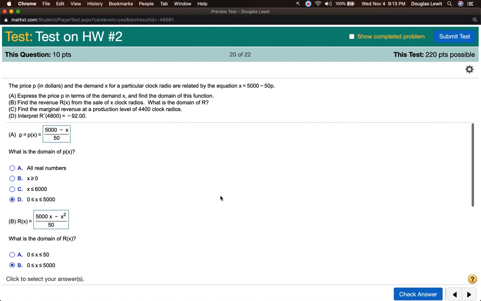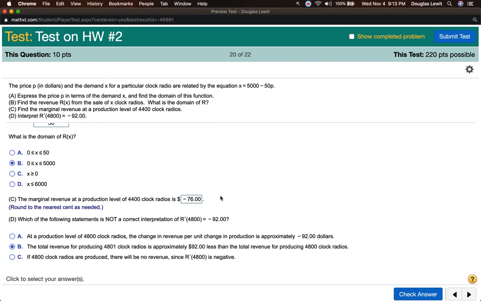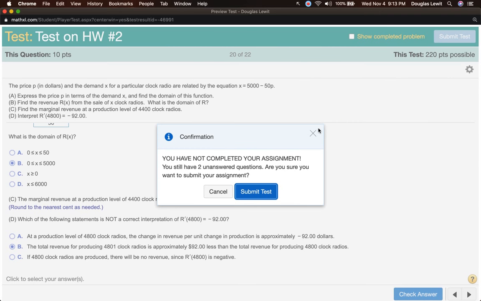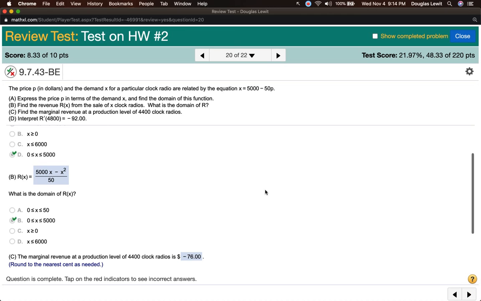Okay, part A, part B, part C. Okay, everything looks fine. Yeah, so Pearson is complaining because I didn't actually finish the test, but that's okay. I'm not taking the entire test. I only answered certain questions. So let's submit this. Let's go to problem number 20. So Pearson agrees with my answer to part A.